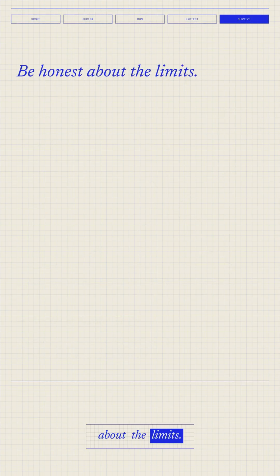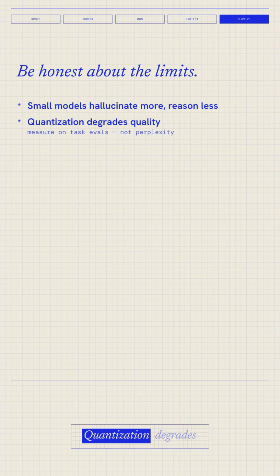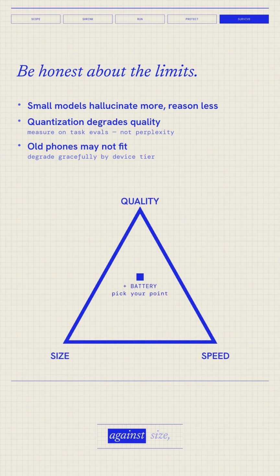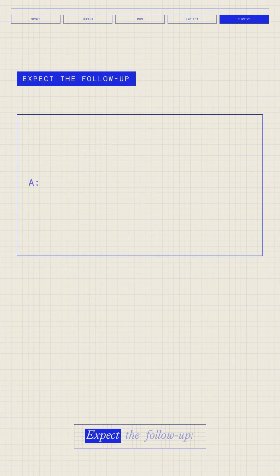Be honest about the limits. Small models hallucinate more and reason less. Quantization degrades quality, measure it on real tasks, not perplexity. Old phones may not fit the model, so degrade by device tier. Every knob trades quality against size, speed, and battery. Name those trades. Expect the follow-up.